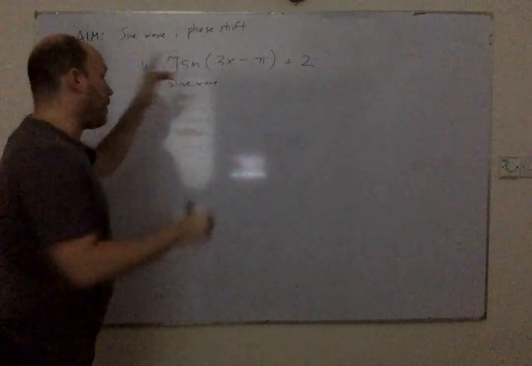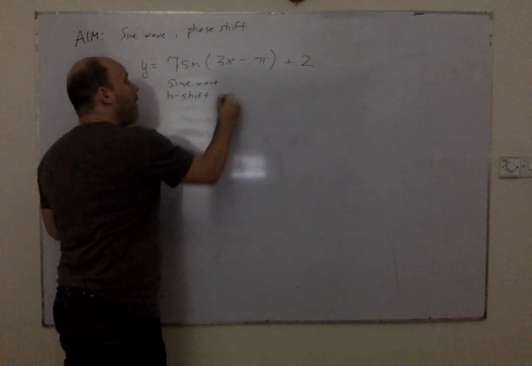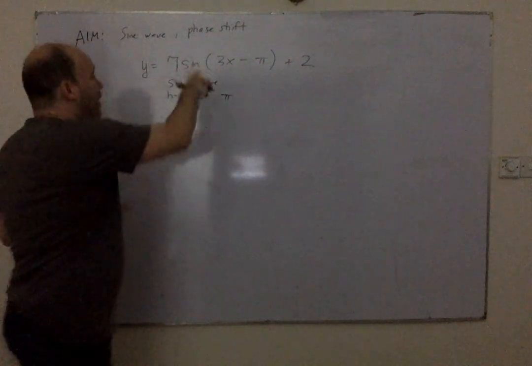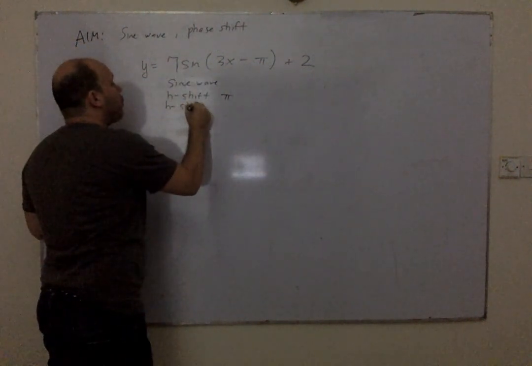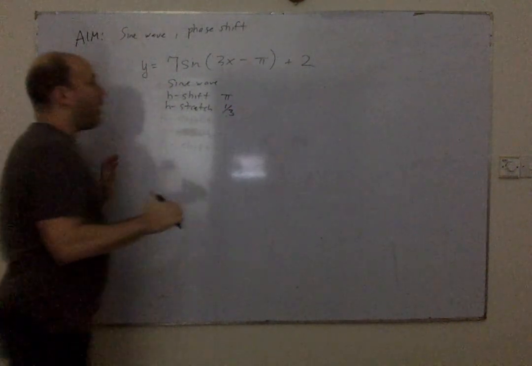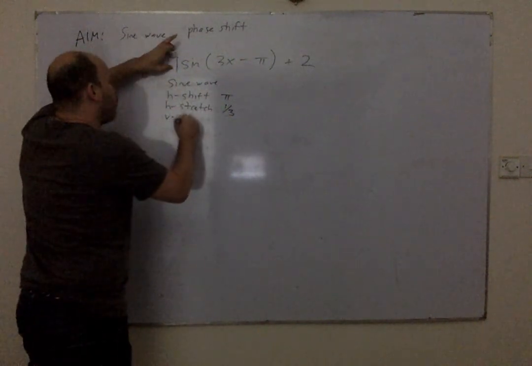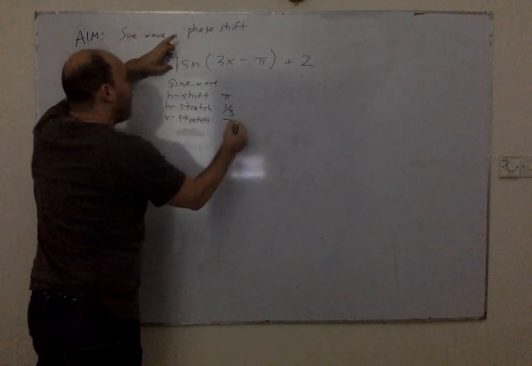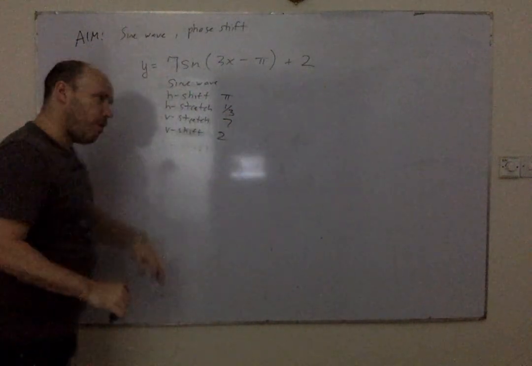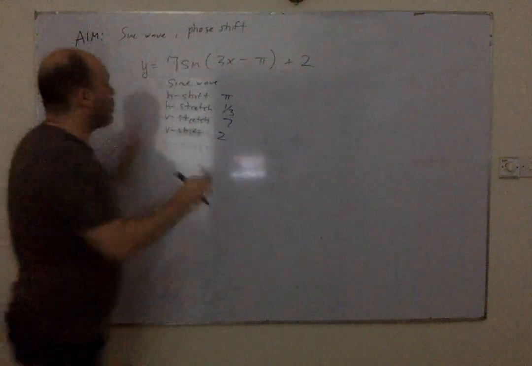Okay, what's the first thing we see? The first thing is the horizontal shift of pi, so we're moving it pi to the right. What's the next thing we see? The next thing is a horizontal stretch by a factor of 1/3. And then the last two things: a vertical stretch of 7, and a vertical shift of 2. Mathematically, we see the four things that are happening here, but the question is, what happens?